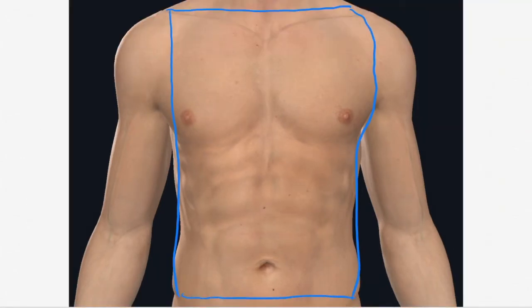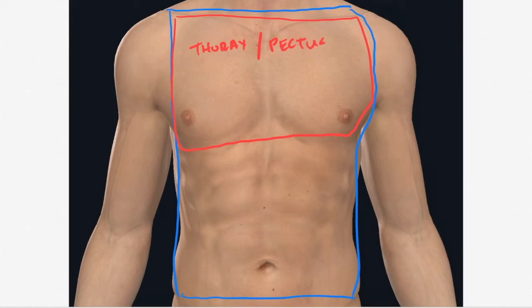Sorry, my marker wasn't working. Now, the trunk is broken down into four regions. So let's start with the most obvious ones, right in front. This big block right here is called thorax, or you can say pectus. These are both the Latin terms. Thorax in English is simply the same thing, thorax. And pectus in English is chest.